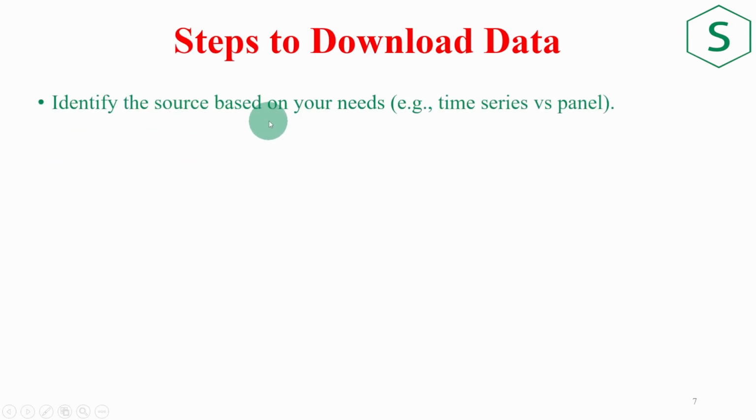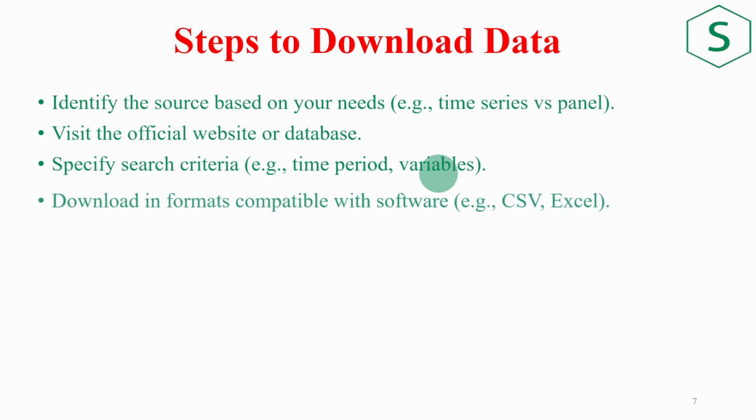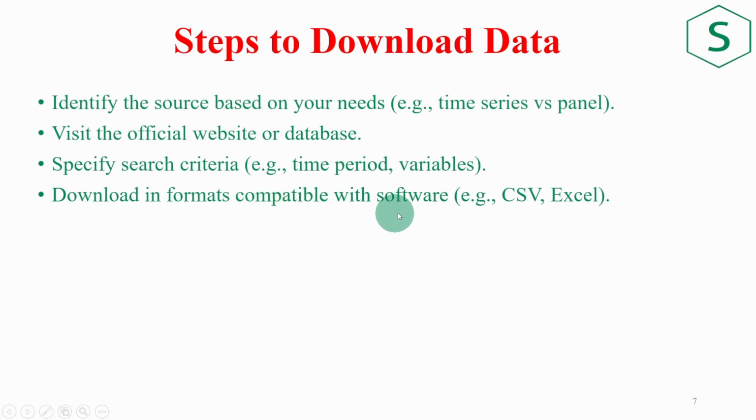Here are the basic steps to download the data. Identify the source based on your needs, e.g., are you looking for time series or panel data or cross-sectional data? You also visit the official website or database. The next thing is to specify the search criteria, e.g. the time period and the variables. From the website, there are options for specifying the time you need, that is the sample size, or the variables you want to download.